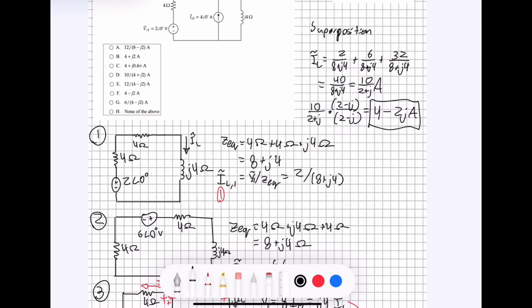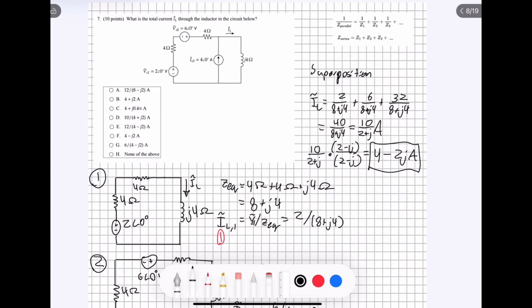And with that final answer, we can look at the problem, the answers given over here, and we see that it matches up with answer F right here. So answer F is going to be our correct answer for problem number 7.